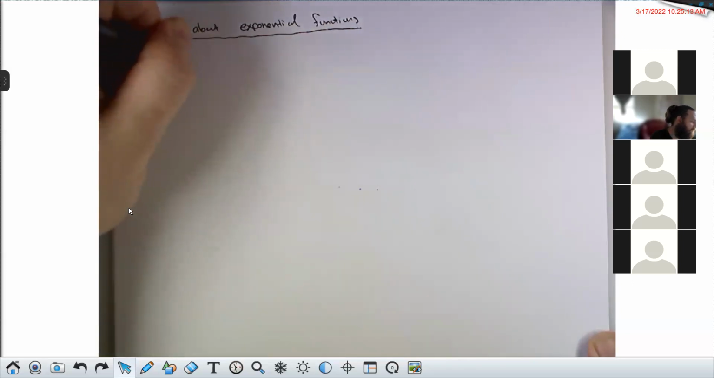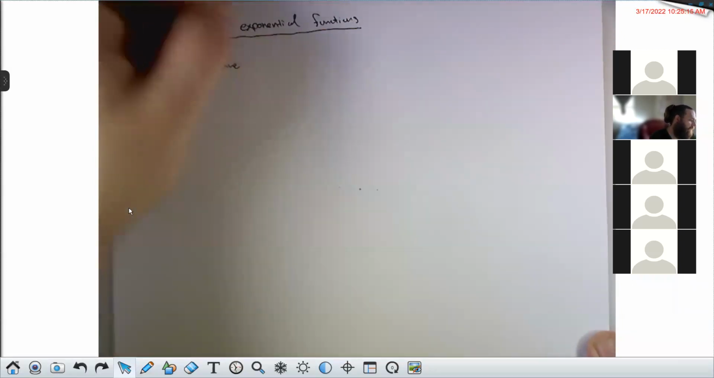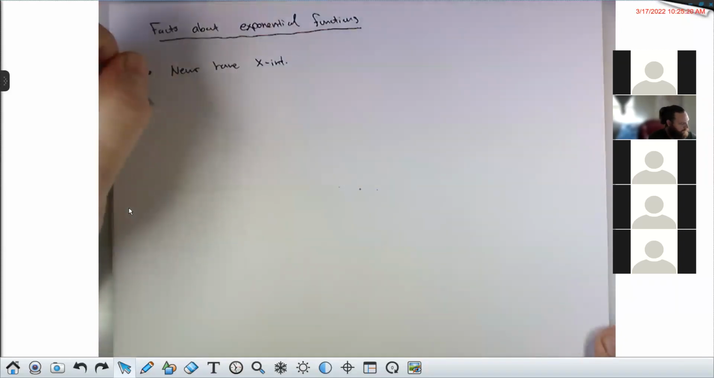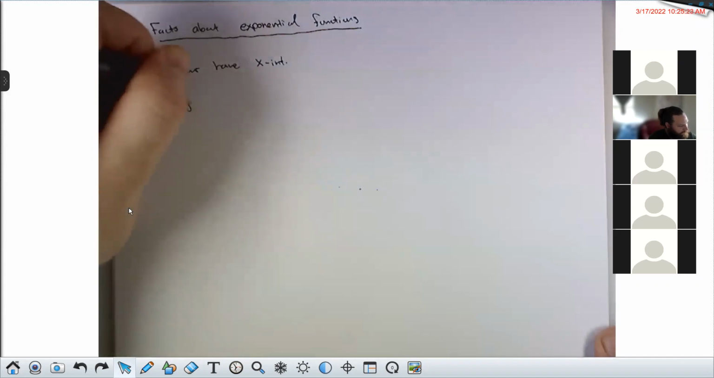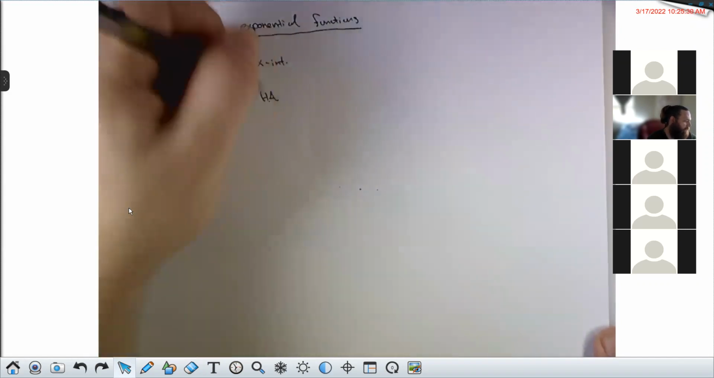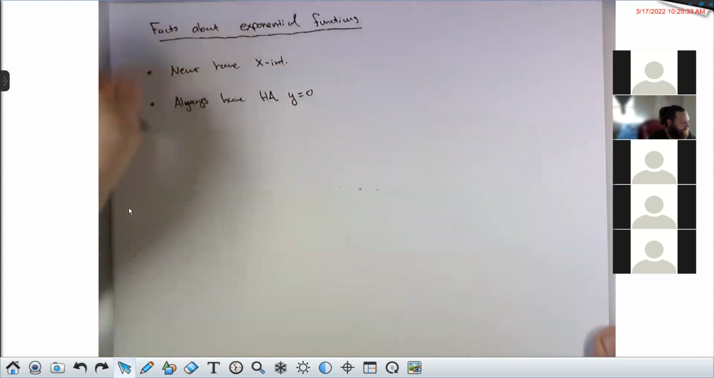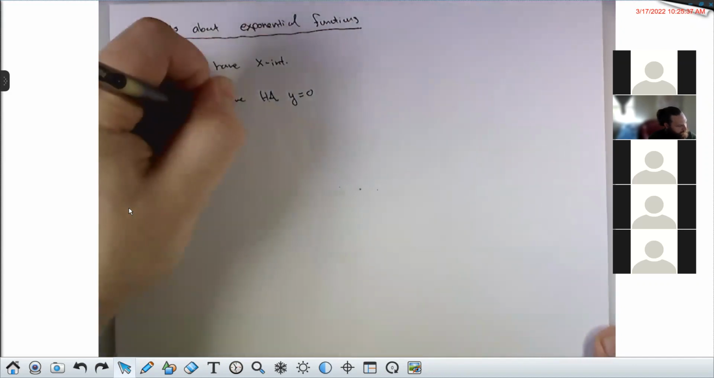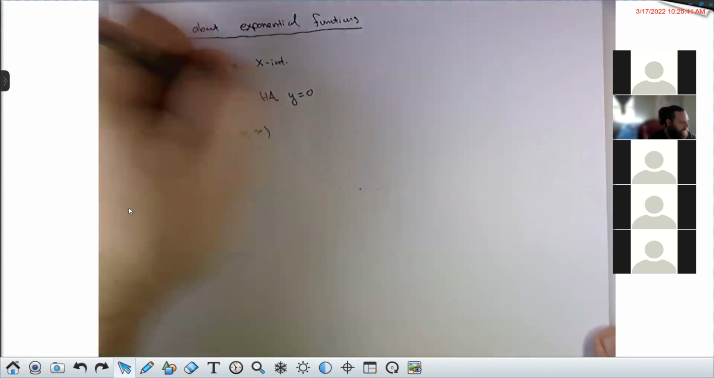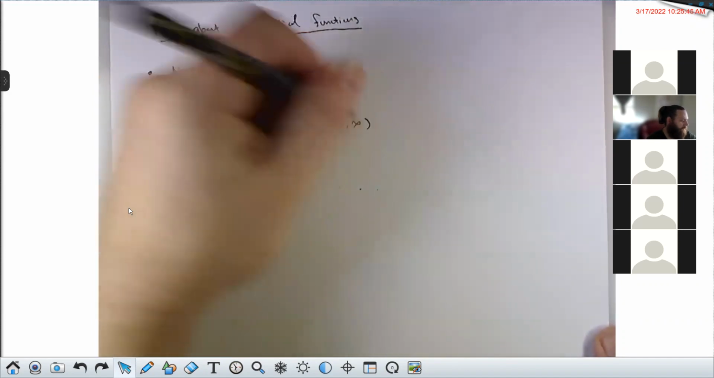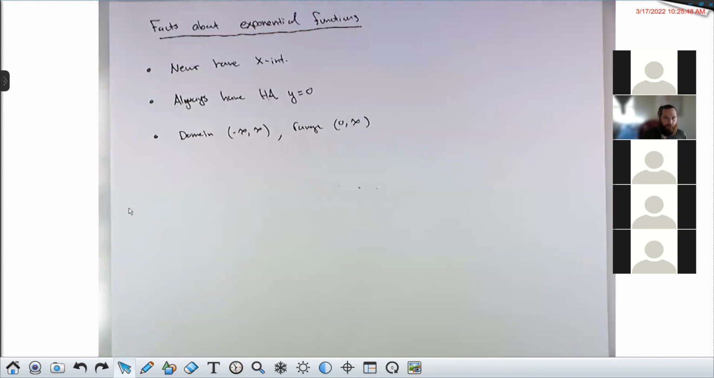They never have x-intercepts. They always have horizontal asymptote y equals 0. The domain will always be negative infinity to infinity, and the range will always be 0 to infinity. Just like the two we've looked at so far, this is true for all of these.